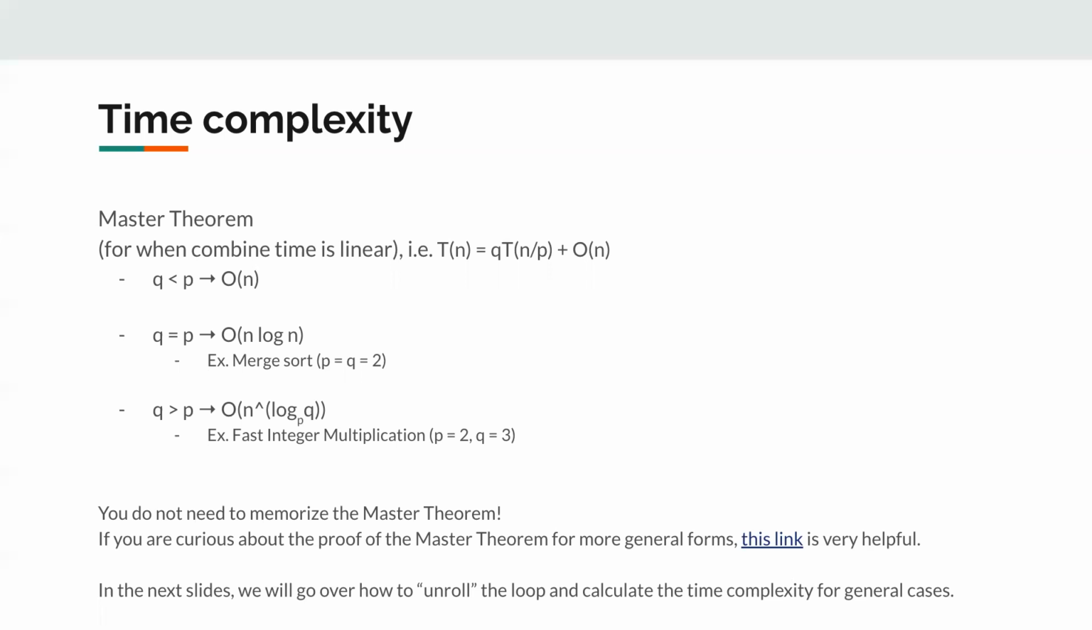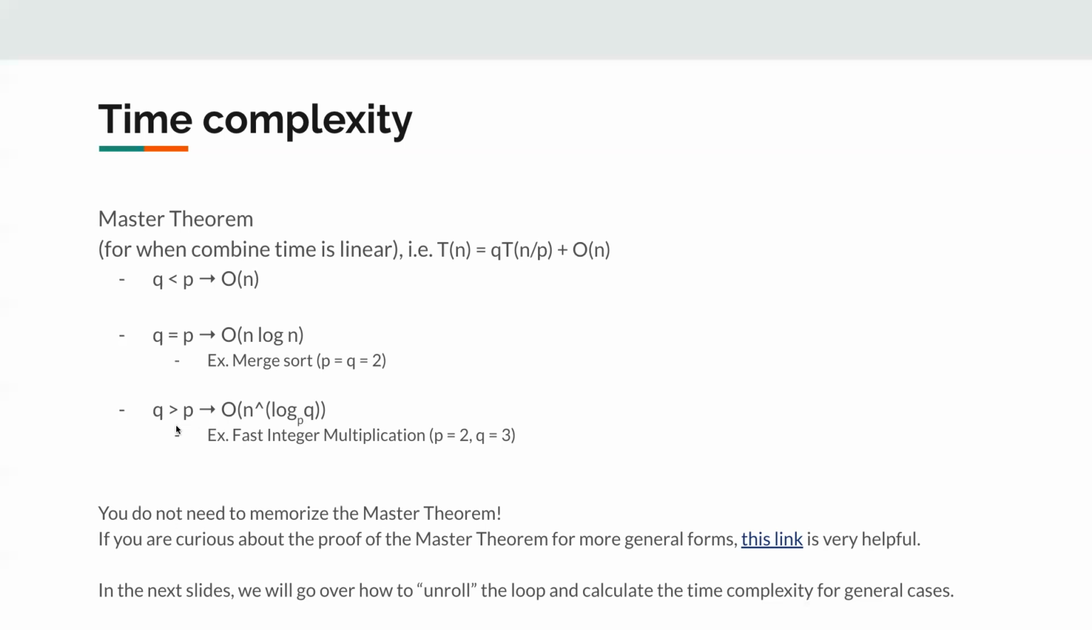Okay, so going back to the master theorem. The Q here, again, represents the number of subproblems we have, and n over P is the size of the subproblems. If Q is smaller than P, then your whole algorithm gives O of n runtime. And if Q equals P, then it is O of n log n. One of the examples is merge sort, because we divide the original array into two subarrays, and each one is of size n over 2. So in this case, both P and Q equal 2, which gives the runtime of O of n log n.